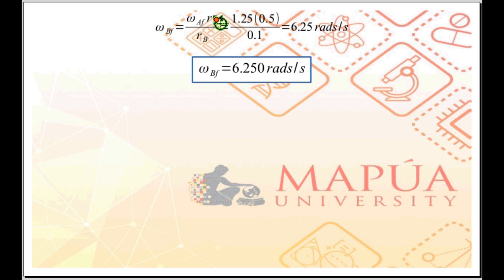Plugging in the values, the equation is complete. We are able to calculate the final angular speed of disk B. Omega B final is equal to 6.250 radians per second.